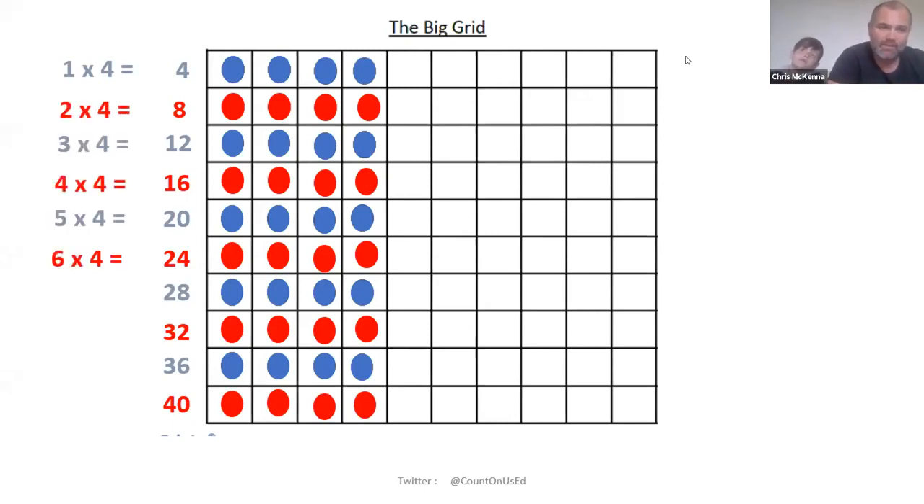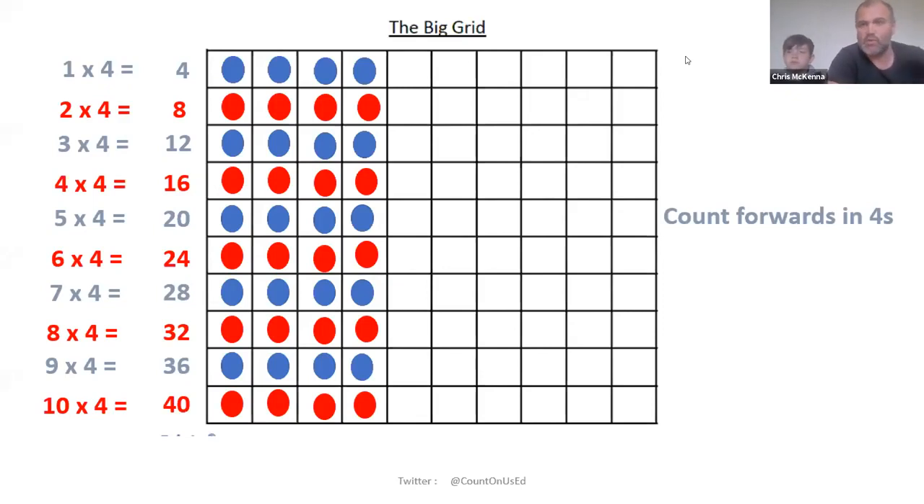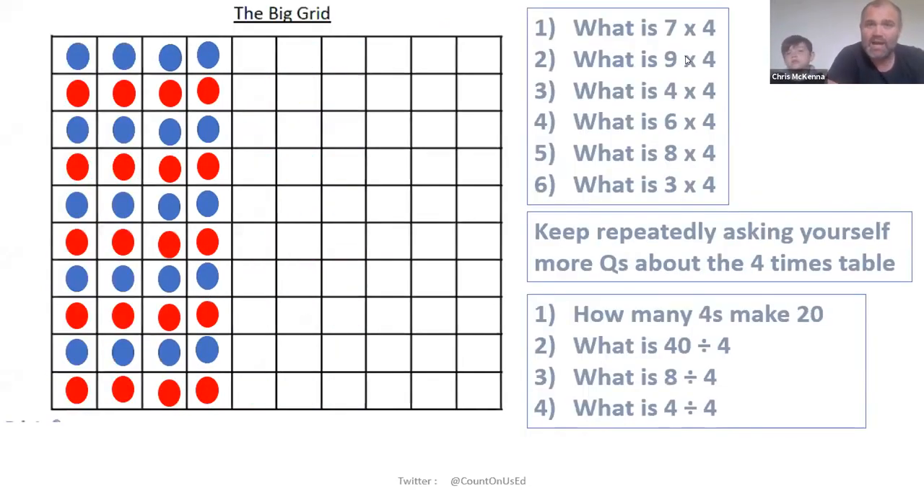So that, again, similar to the 3 times table, we can draw the 4 times table like that and look at the patterns. And again, count forwards in 4s. We can count backwards in 4s. And again, we can ask ourselves similar questions about the 4 times table.